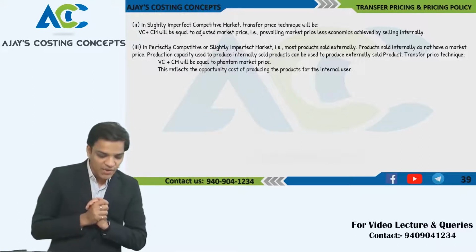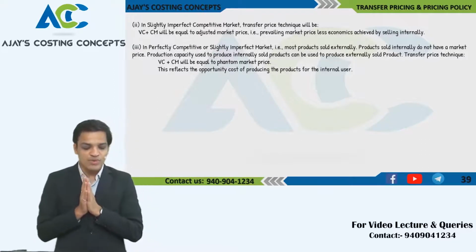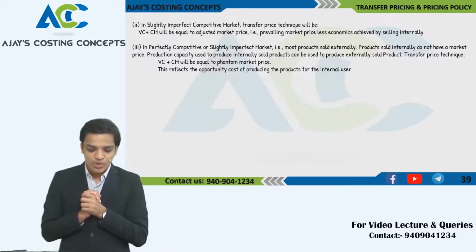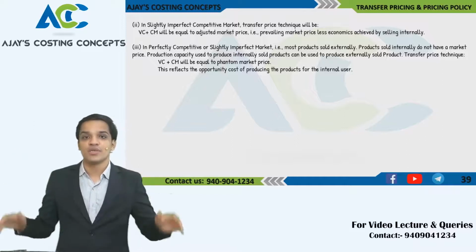Transfer price technique: variable cost plus contribution margin equals the phantom market price. This reflects the opportunity cost of producing the product for an internal user.